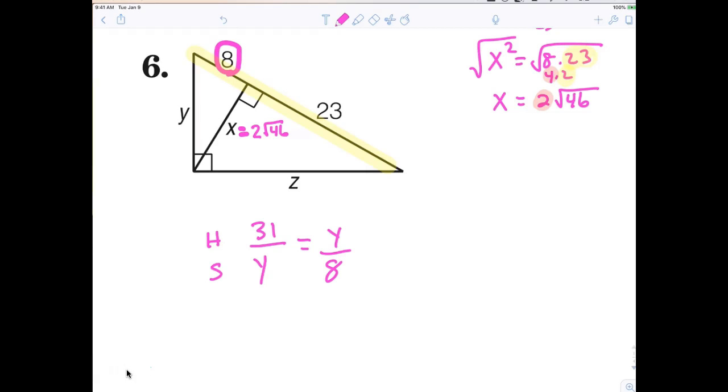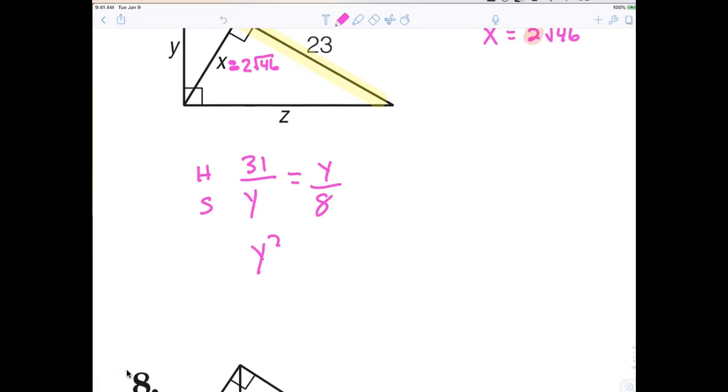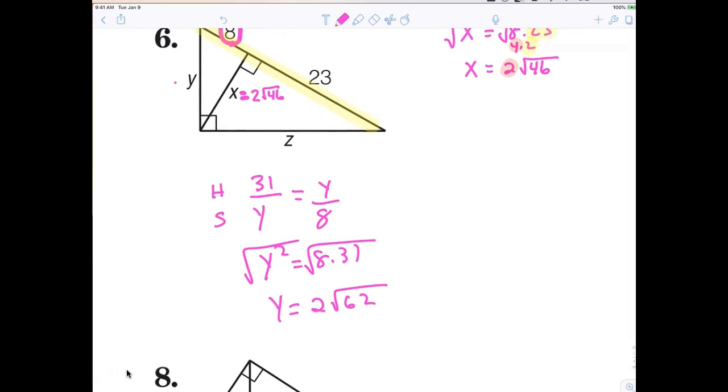All right, so now when we cross multiply again, y squared equals 8 times 31, square root, square root. So now you should be able to tell me that's obviously 2 radical 62. Come on now. 2 radical 62. If you don't see that, let me know. That's why we don't multiply 8 times 31, because then you're just going to have to break it down. All right? So y is 2 radical 62. Everybody good with that?